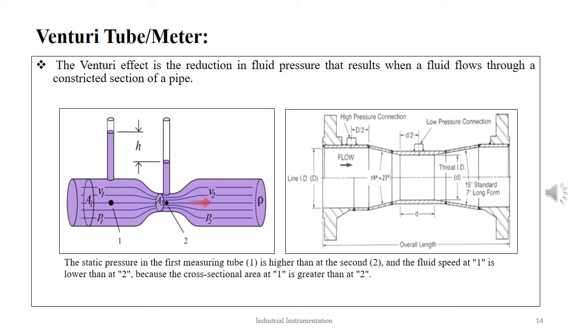The second type of differential flow meter is the Venturi tube or Venturi meter. The Venturi effect is the reduction in fluid pressure that results when a fluid flows through a constricted section of a pipe. Venturi meter is used instead of an orifice plate in process systems where it is important to minimize permanent pressure loss across the restriction device.